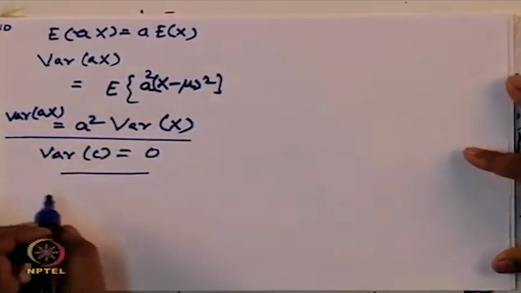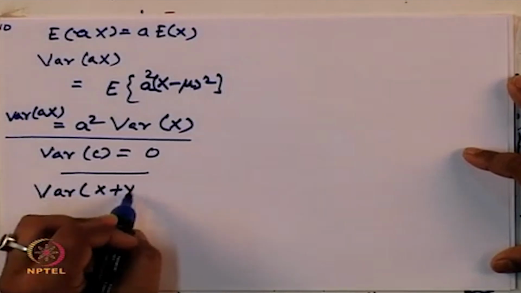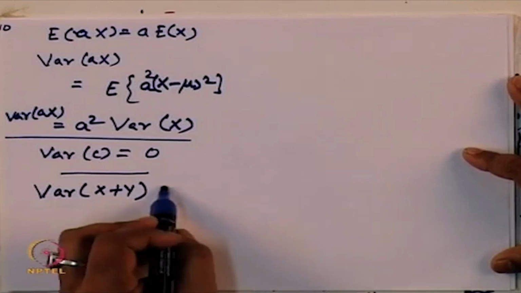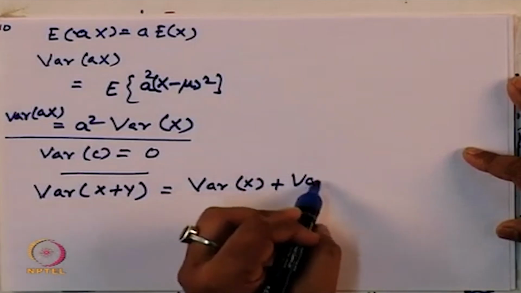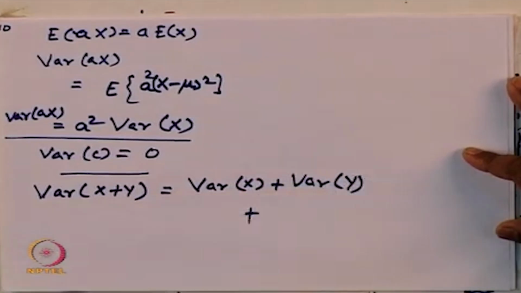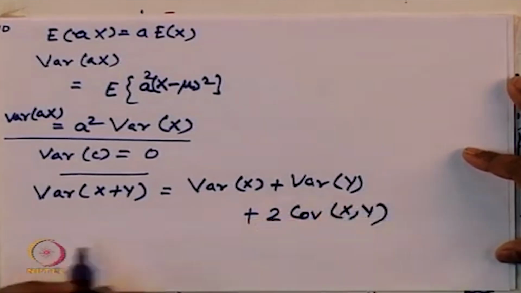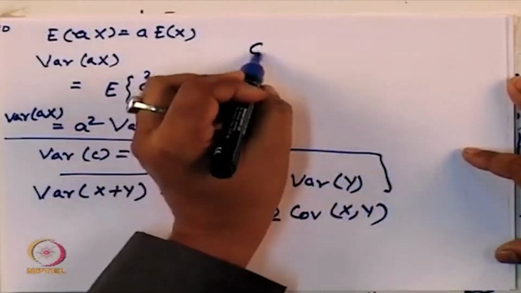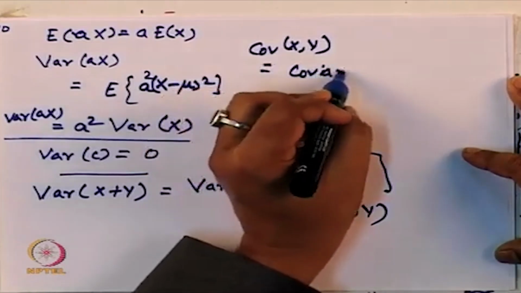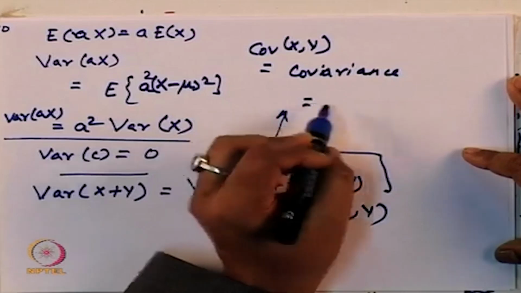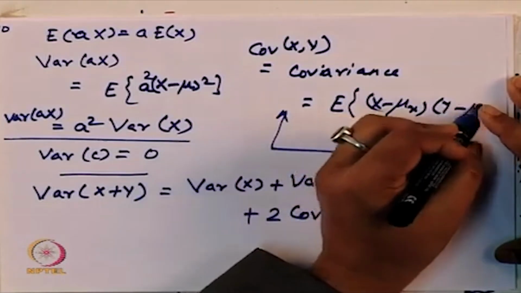Okay. So, you can also write down the expansion for variance of x plus y. So, this is a little bit tricky, but you will see that in the most general case it will come out to be variance of x plus variance of y, okay, plus 2 times covariance of x comma y, where covariance of x comma y is defined as expectation of (x minus mu x) into (y minus mu y).